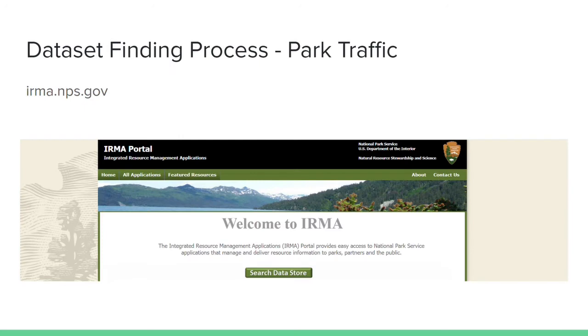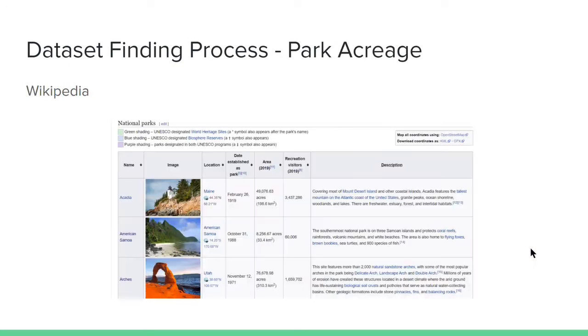We found the traffic dataset through irma.nps.gov, which hosts data about national parks. After doing a bit of digging on the website, we came across this dataset. While researching our topic, one of the first resources we consulted was the National Park System Wikipedia page, which contains a table of data on all the national parks. We took the acreage data from this table.